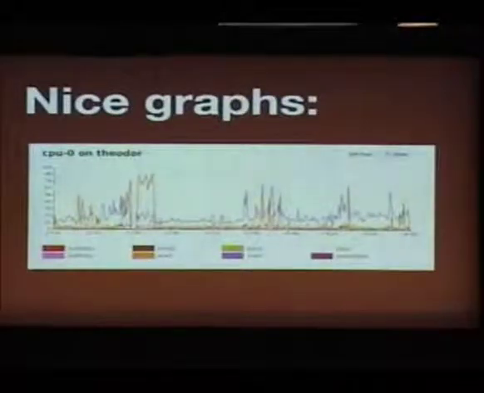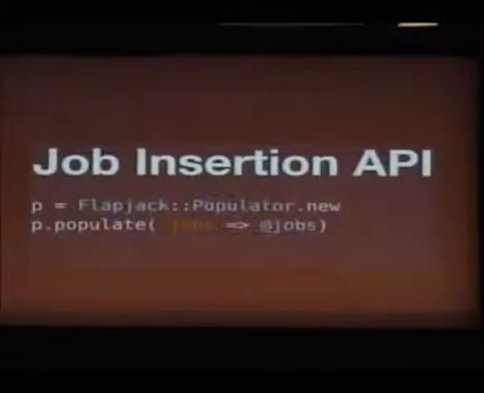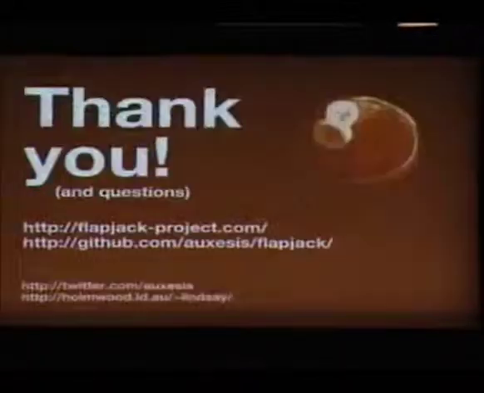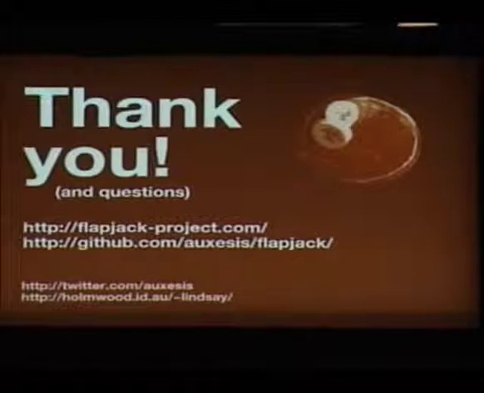Nice graphs. The web interfaces don't really exist at the moment, and we want to integrate something like Visage, which I'll talk about at a lightning talk later on. Job insertion API for getting stuff out of however you defined your checks and into the populator. So that lets you do things like a check definition DSL, where you can write in just pure Ruby how you want your checks to be defined rather than a web interface, which is sort of cool. Okay, thank you. Any questions?